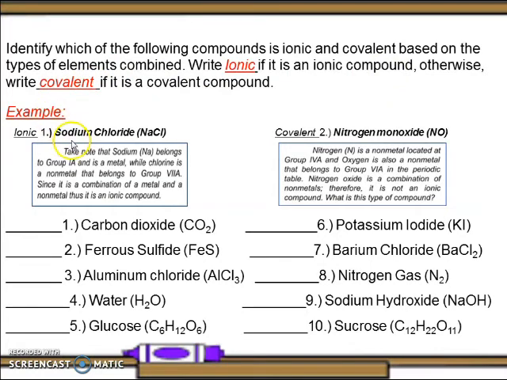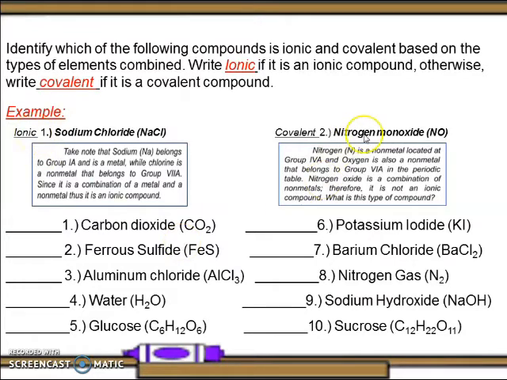For example, sodium chloride. Take note that sodium belongs to group 1A and is a metal, while chlorine is a non-metal that belongs to group 7A. Since it is a combination of a metal and a non-metal, it is an ionic compound.